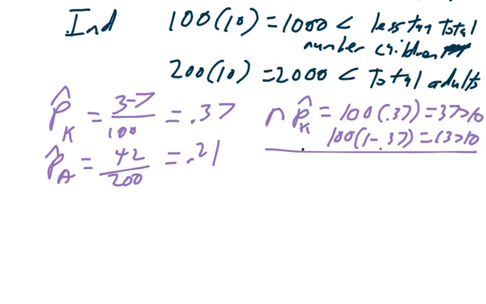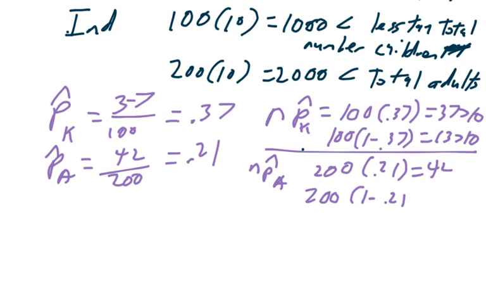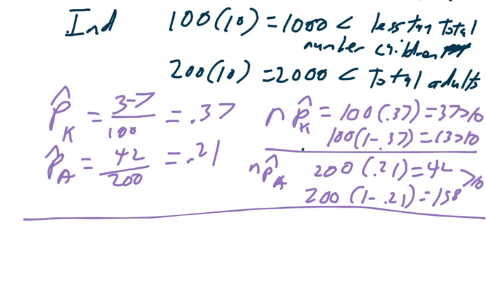For the adults, 200 times 0.21 equaled 42. And 200 times 1 minus 0.21 turns out to be 158, which are both bigger than 10 again. So both of the populations are normal.